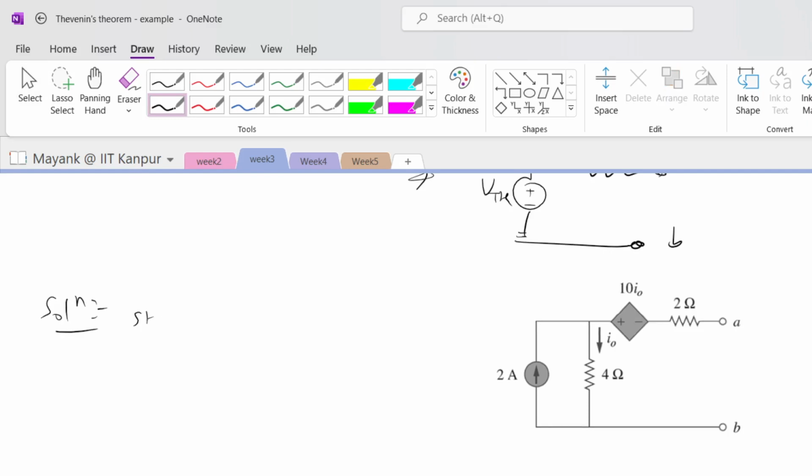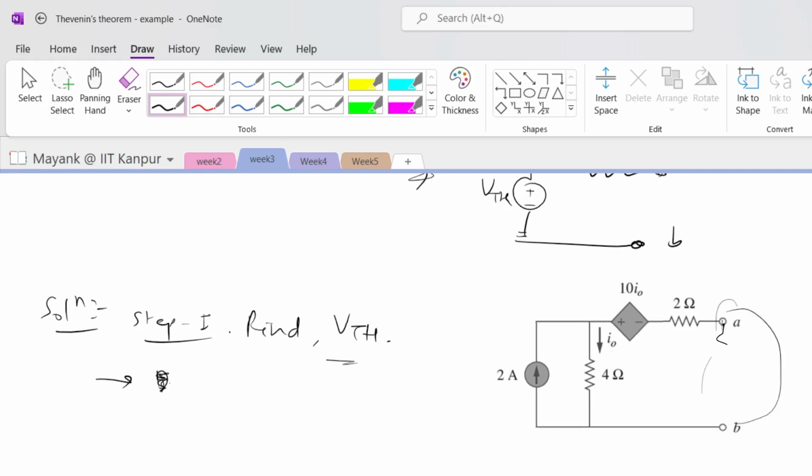Solution. Step one is what? Find V Thevenin. Right. So how do I find V Thevenin? I first open circuit the terminals, right? So in this case there is no need because this is also already open circuited.